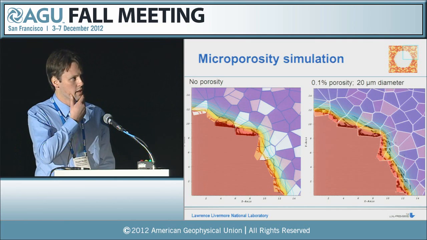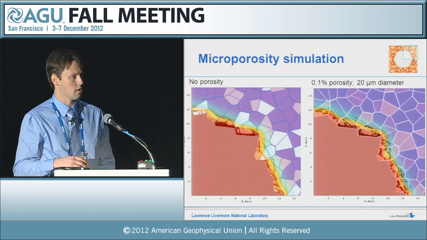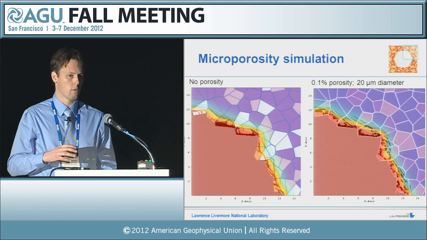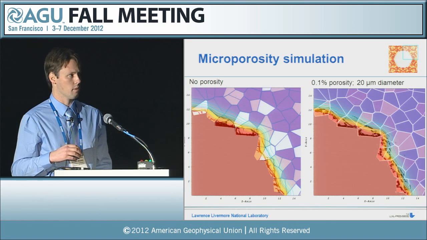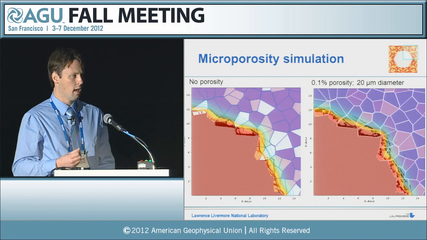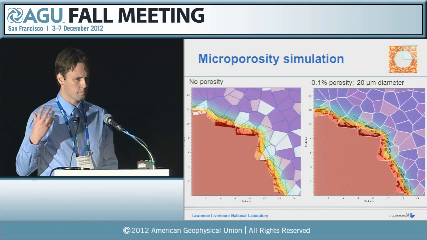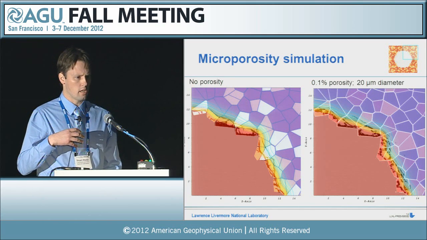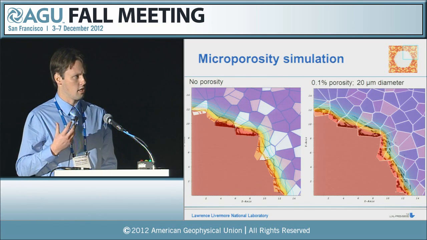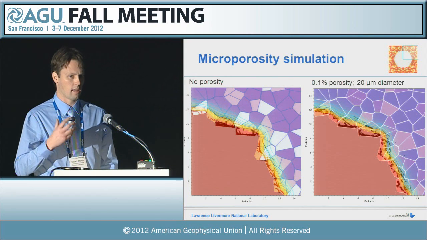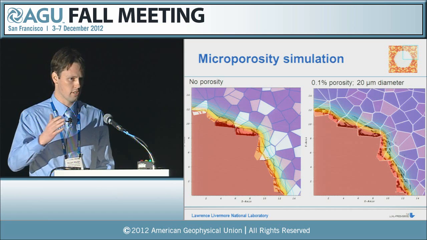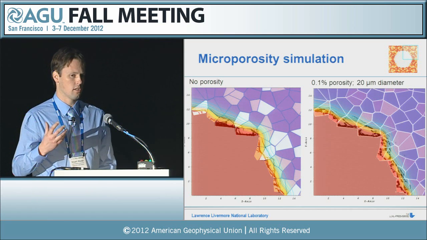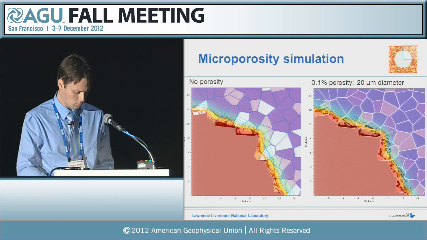So we ran a suite of simulations where we took the same microstructure, both with no porosity, and also where we introduced porosity at 0.1% and 20 micron diameter pores. And what was interesting about these simulations is we could see that there was a change in the pattern of spallation. So unlike previously, where we're seeing essentially the same sites being spalled as we're increasing the temperature, now these spallation locations started to change.